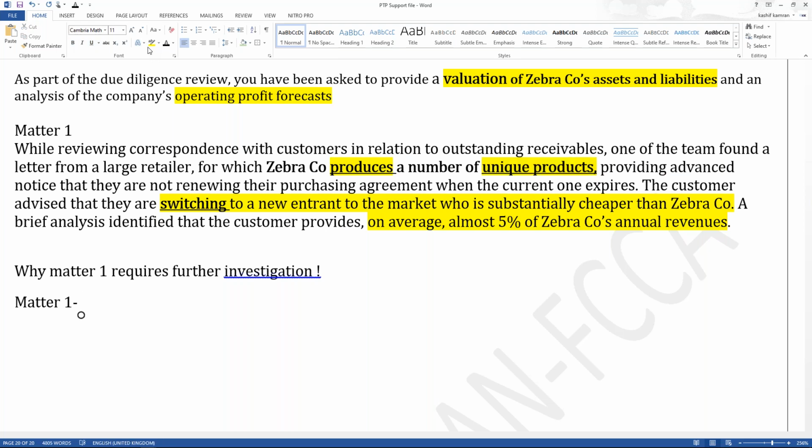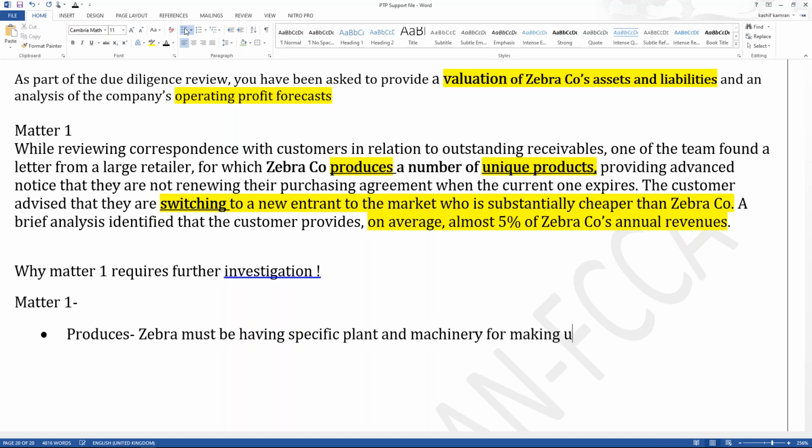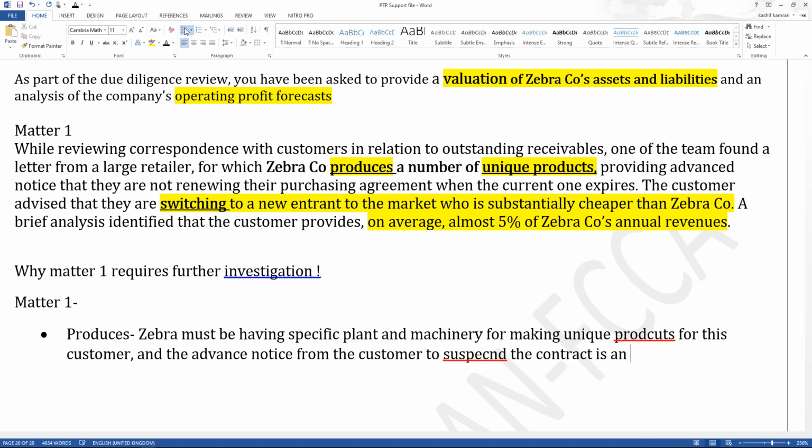So let's see. I'm writing more than a 6 marks answer here, just on meta number one. But see if you can track that and take this to the next one. Meta number one. First, let's do a brainstorming. The meta number one: produces. Produces means Zebra must be having specific plant and machinery for making unique products for this customer, and the advance notice from the customer to suspend the contract is an indicator for impairment for these plant and machineries.